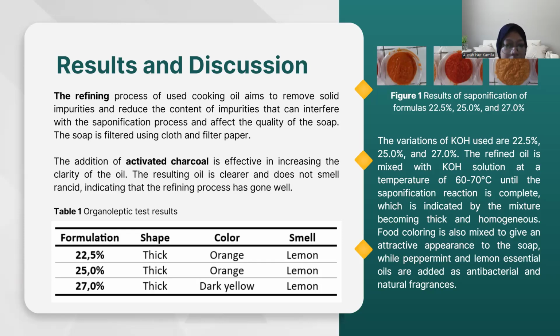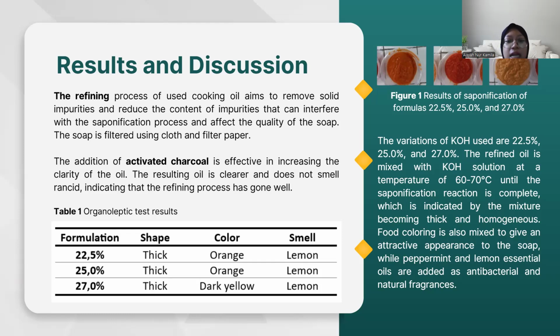In the study, this soap was made by varying the concentration of potassium hydroxide at three levels, namely 22.5%, 25%, and 27%. The purified oil is mixed with potassium hydroxide solution at a temperature of 60 to 70 degrees Celsius until the saponification reaction is completed, which is characterized by the mixture becoming thick and homogeneous.